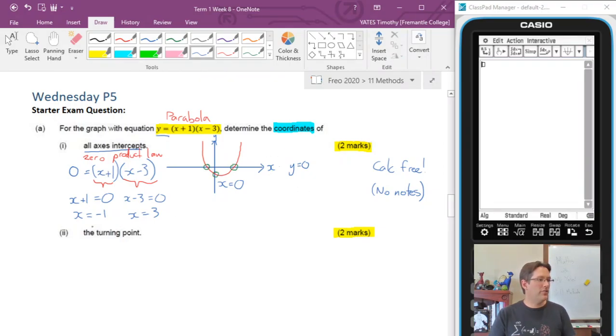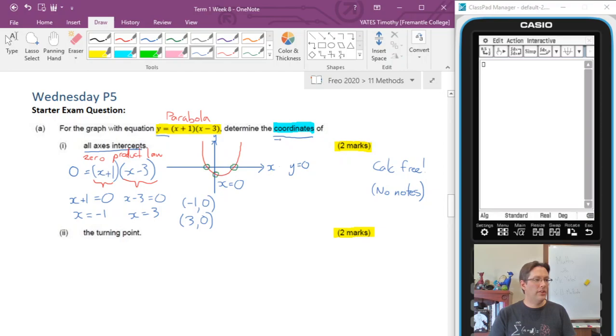But we're not asked to list what x and y are. We're asked to list the coordinates. Remember, we know that y equals 0. So we're going to list our coordinates, and that will be negative 1 and 0. And the other one will be 3 and 0.